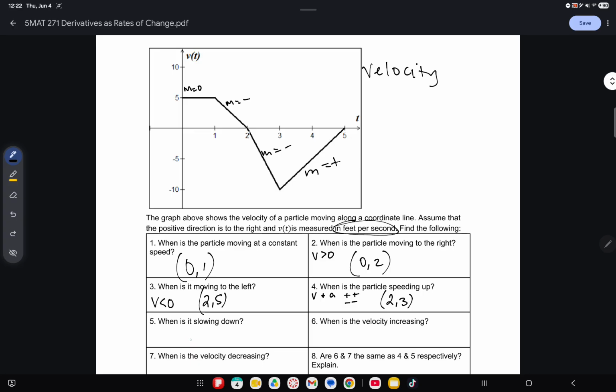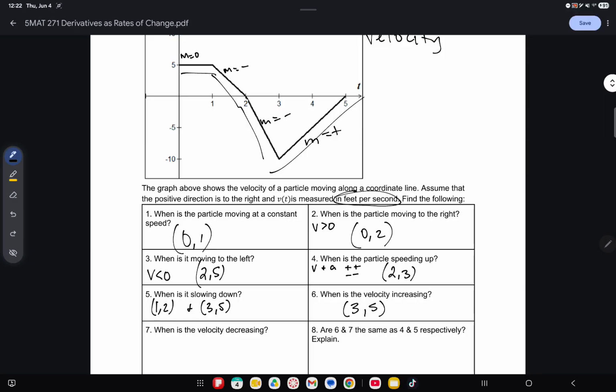Right, slowing down, that's when those signs are opposite. So that is going to be from 1 to 2 and from 3 to 5. Right, when is the velocity increasing? So we're constant, decreasing, decreasing. Then we turn to increasing. So the velocity is increasing from 3 to 5.